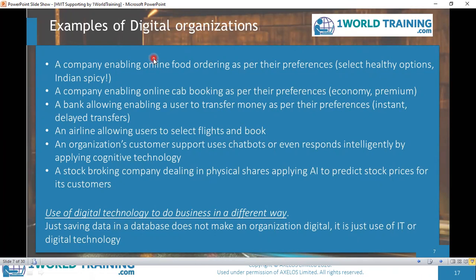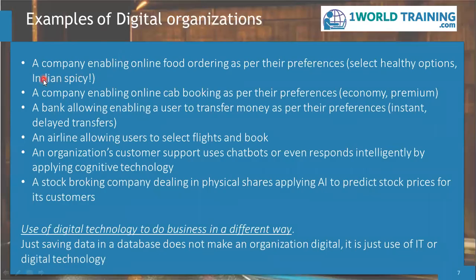Let us look at some examples of digital organizations. You will find this under supporting materials in the learning management system. A few examples. A company enabling online food ordering as part of their preferences, meaning the customers may order food as per their preferences. For example, they may be able to select healthy options or Indian spicy food.